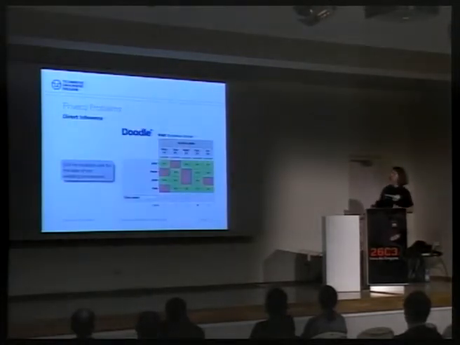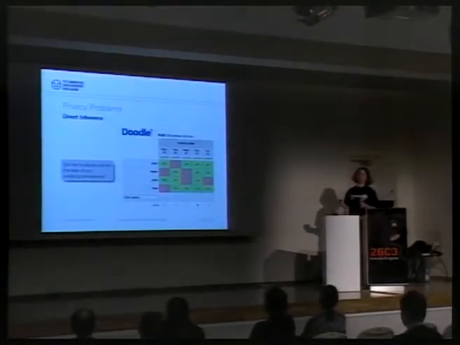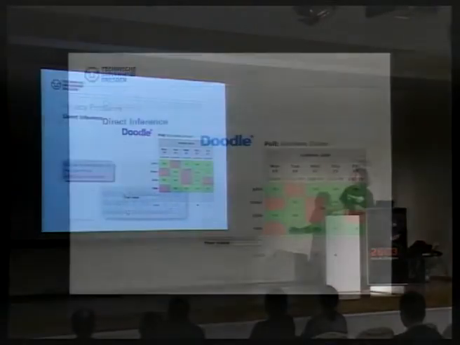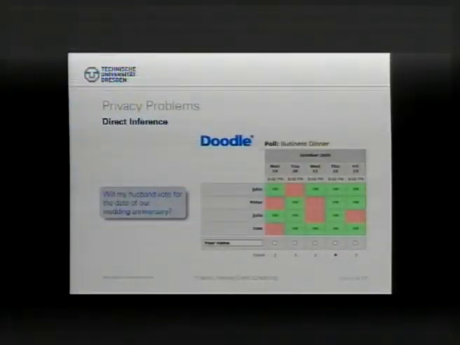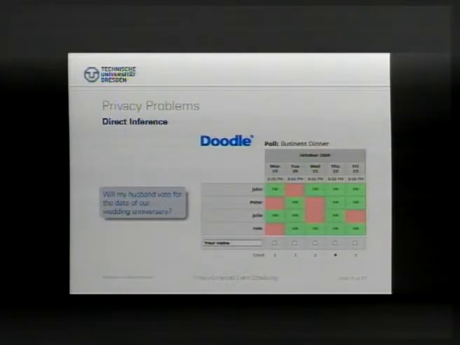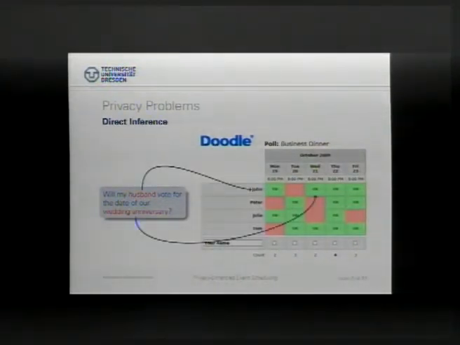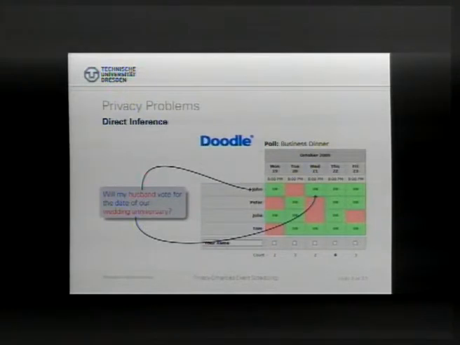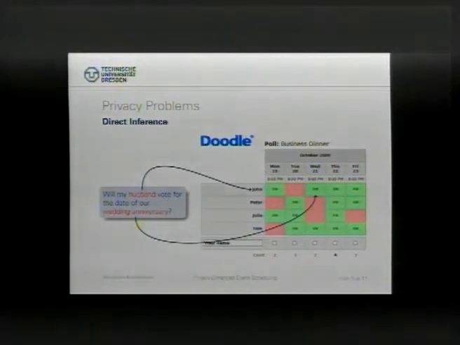The first one is the direct inference. This is what you can directly read out of such an availability pattern. For example, we have here the availability pattern of John, and John's wife may ask, will my husband just vote for the date on our wedding anniversary? And you can directly go into this Doodle poll and look, okay, here's the business dinner, and he prefers to go to the business dinner instead of doing something with me.